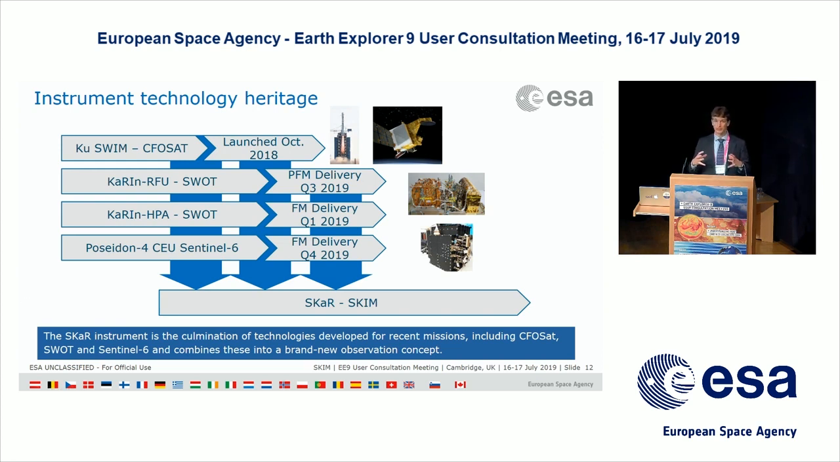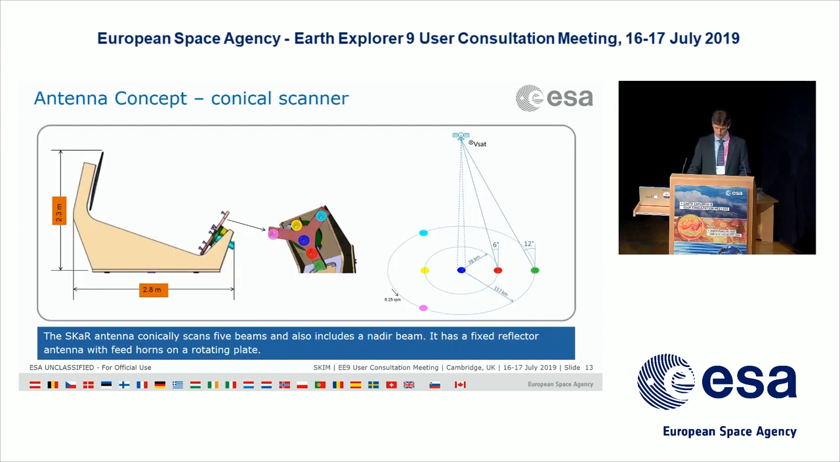Before we delve into the mission design, I will quickly re-explain to you at the top level the mission concept. So we have an antenna, and the function of the antenna is to conically scan a number of beams across the swath. It does this with a fixed reflector, which is not moving, but it has 6 feed horns, which are on a rotating plate.